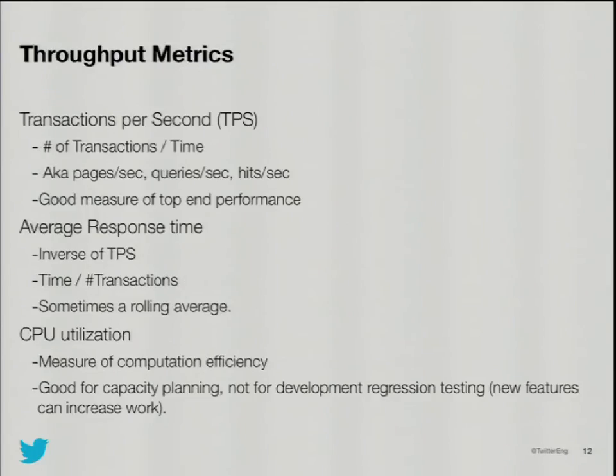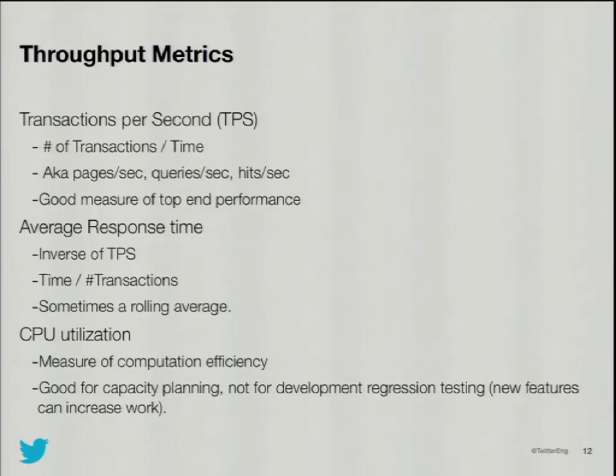Okay, throughput metrics. The most common one is transactions per second, also known as pages per second, queries per second, hits per second. It is a good measure of top-line performance, and also an efficiency metric as well. I've listed average response time here as a throughput metric because in many ways it is. It is the inverse of transactions per second. It's time over the number of transactions. Sometimes it's useful as a rolling average.